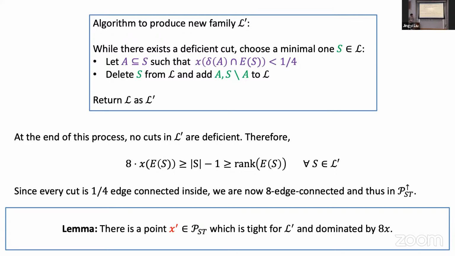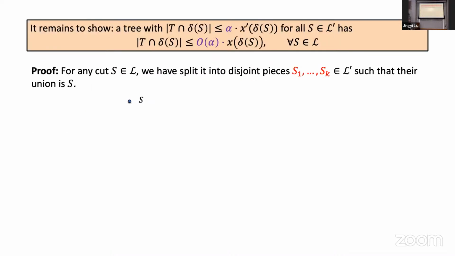And I'm not going to go through the proof, but it's not too hard to prove that given this scaled point, there's some point X prime in the spanning tree polytope, which is actually tight for L prime and is dominated by 8 times X. You start with this point that's not too deficient, you scale it up, and now you can actually find a point that's dominated by 8X. Okay, so that's how we get X prime and L prime.